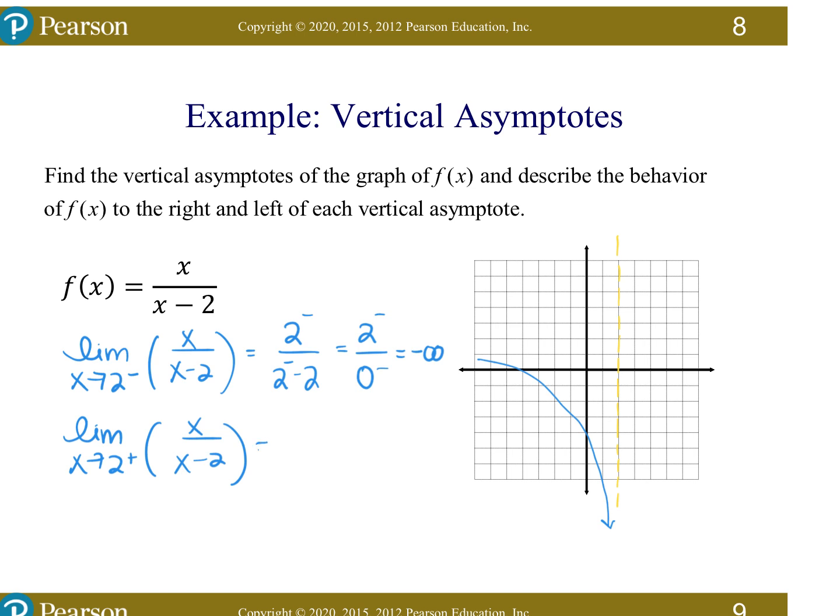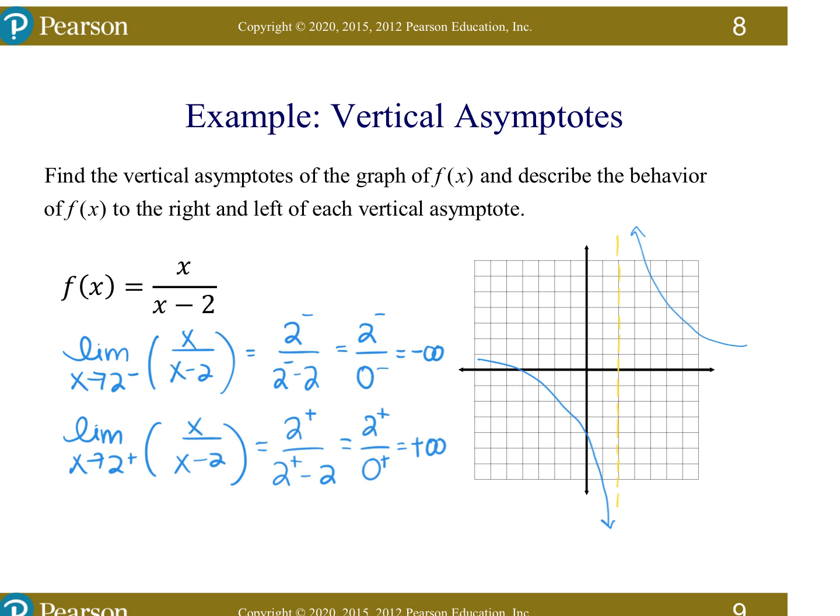All right, and so here if we're going to plug in 2 plus, we have 2 plus in the top over 2 plus minus 2. So that'll be 2 plus over 0 plus. Both of those are positive. And so my other side is going to be approaching positive infinity. That's what I'm checking for now, okay?